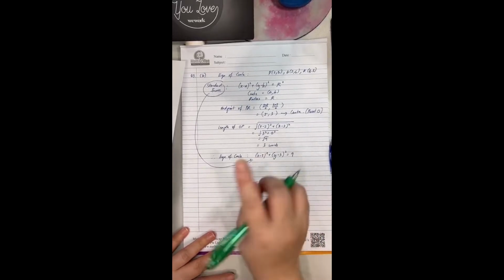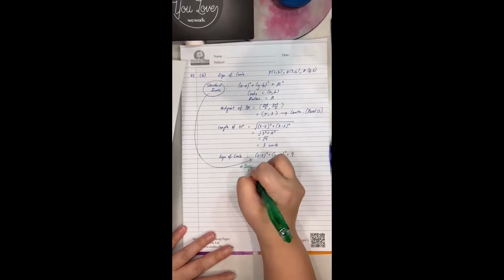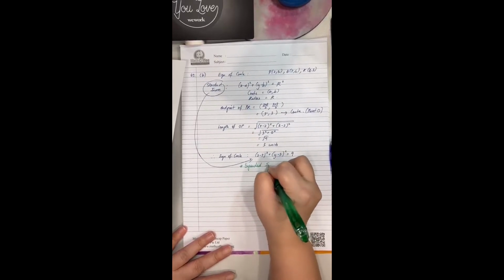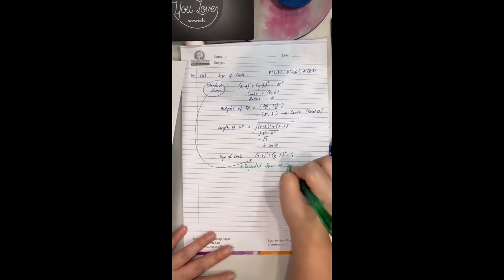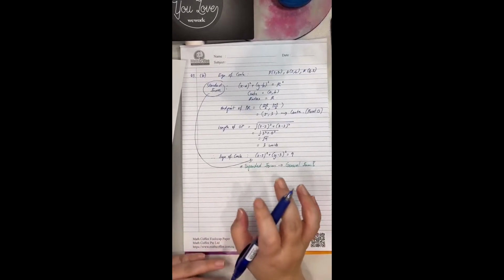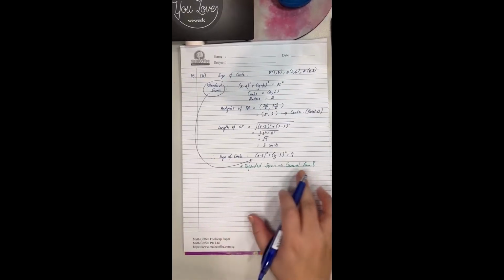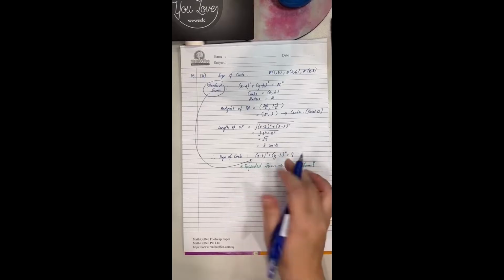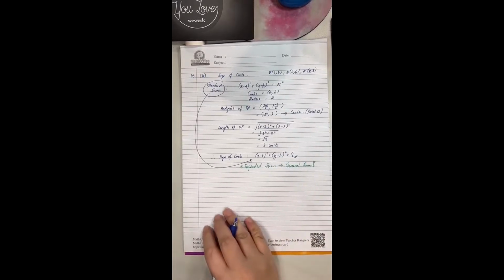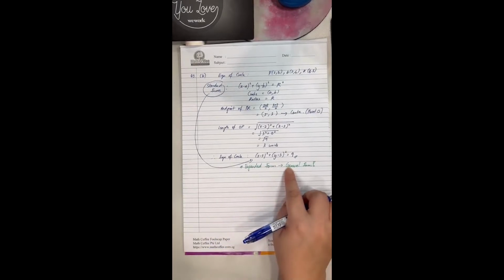Take note, star. The expanded form is called the general form. So if they never request for the general form, you can just keep it in this standard form and that will be your answer. Unless they ask for general form, then you need to expand it.